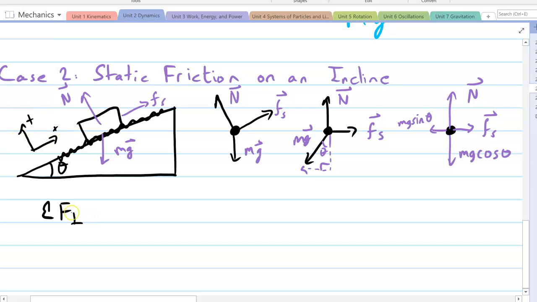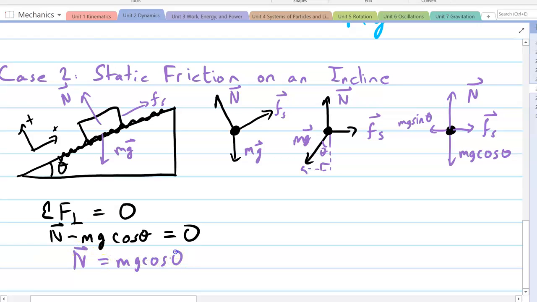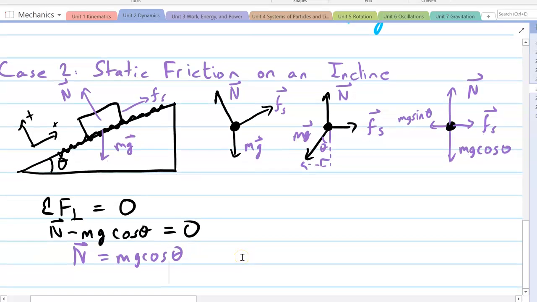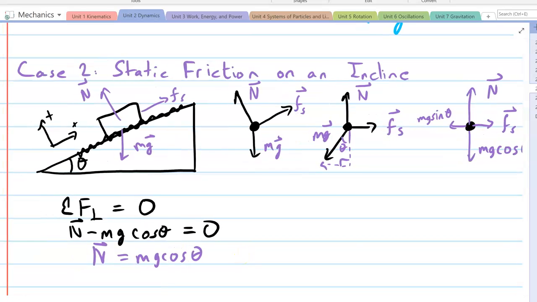The perpendicular one is equal to, it's not moving at all, so it's simply normal minus mg cosine theta, which is equal to 0. In other words, the key equation here is normal force is equal to mg cosine theta. And now we want to look at the parallel.